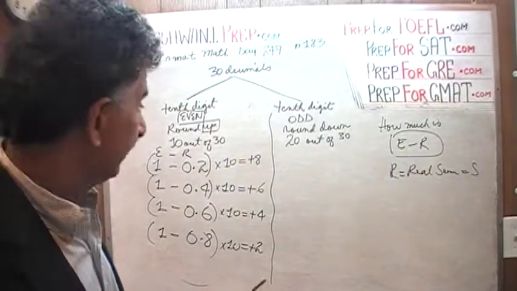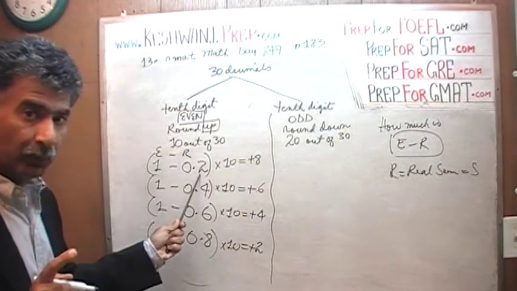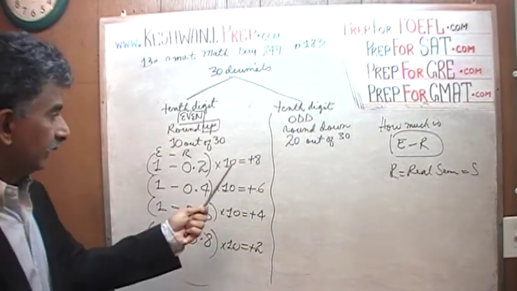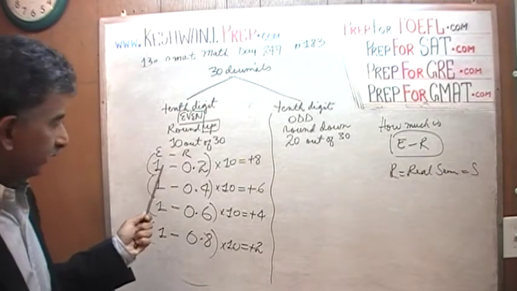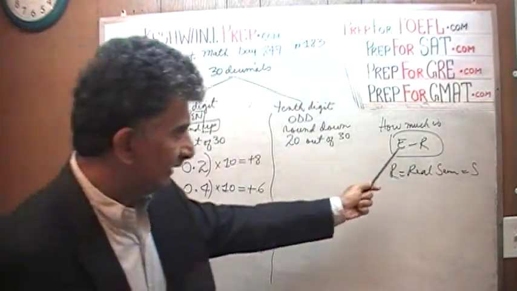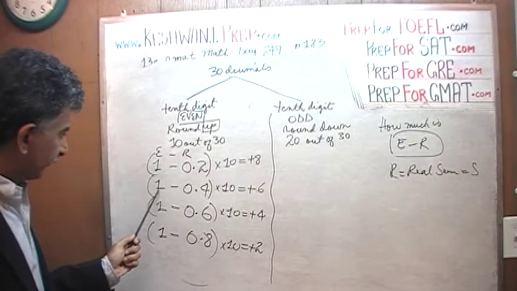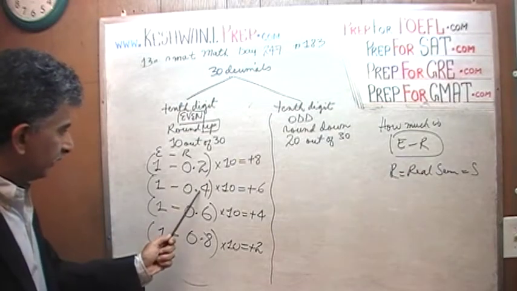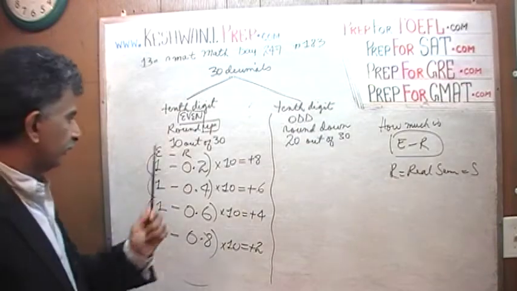And if all 10 of them happen to be 0.2, then their sum is going to be 8. I mean the sum of their estimated value minus the real value. That's what we're looking for. How much is E minus R? If they all happen to be 0.4, then this difference between the estimated value and the real value is going to add up to 6. You understand? And so on and so forth. Let's do this part now.